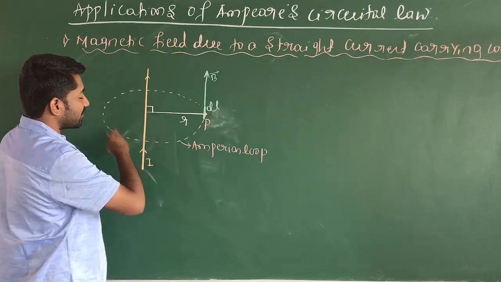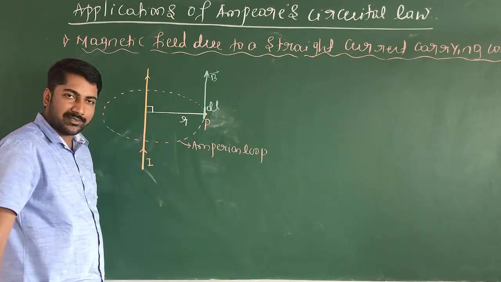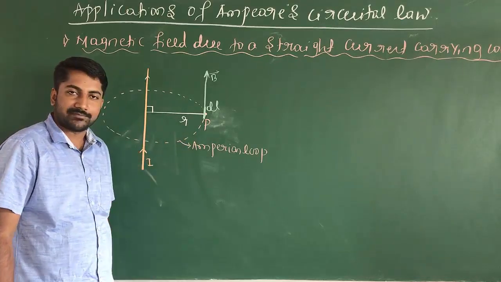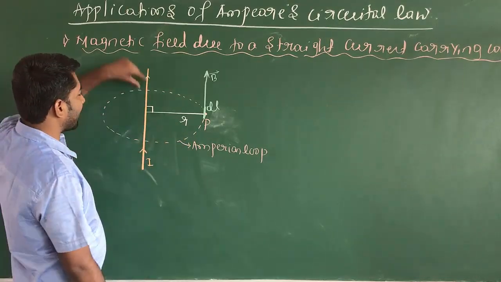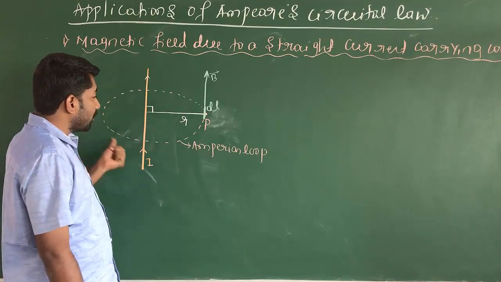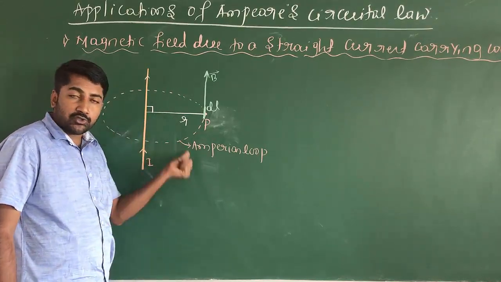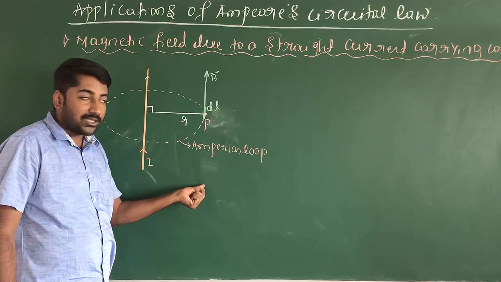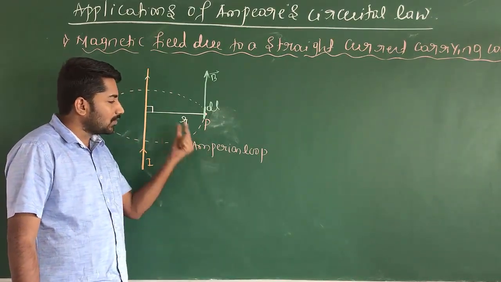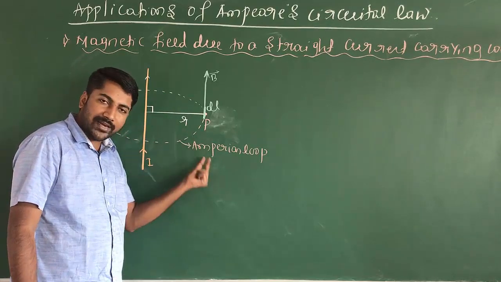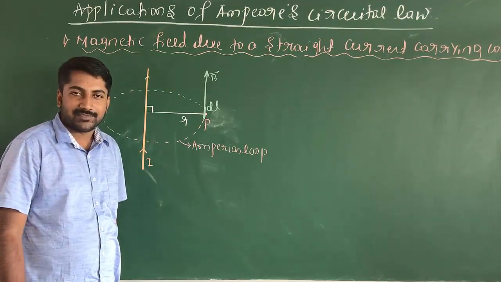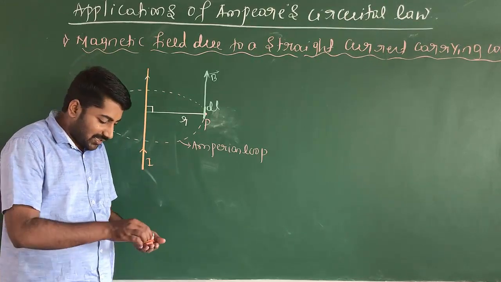This is an imaginary part. Amperian loop means it is the closed path around the current carrying wire. The closed path around the current carrying wire is called the Amperian loop. This Amperian loop is used to find the magnetic field due to this conductor.